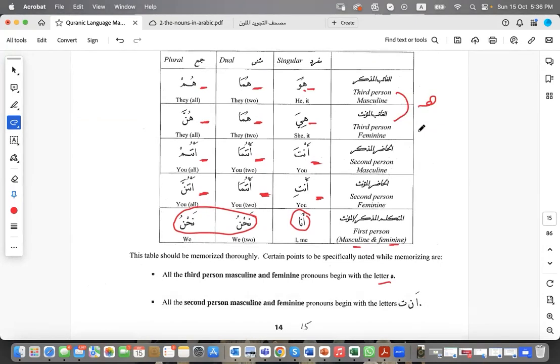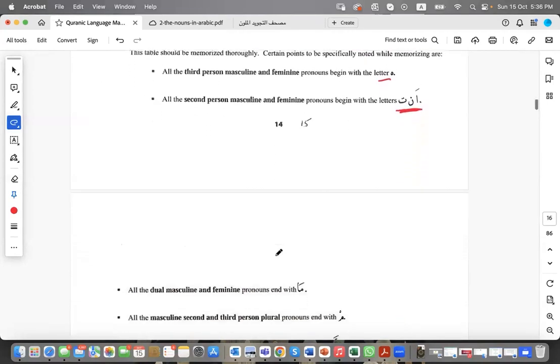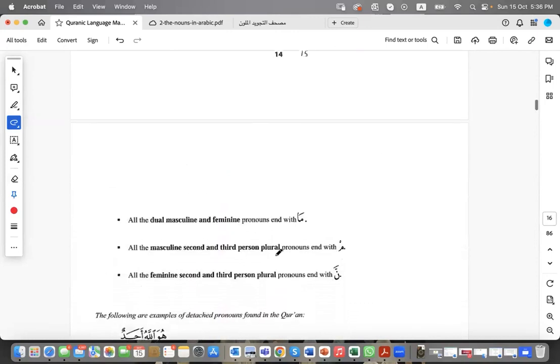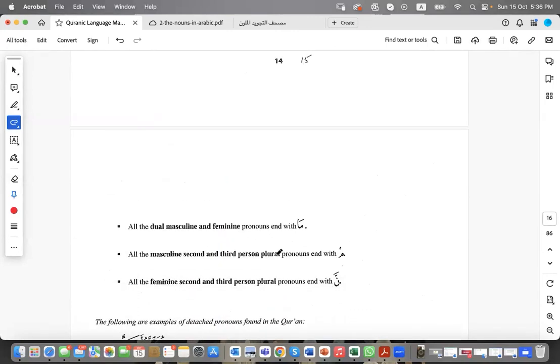And all second person masculine and feminine pronouns begin with the letter alif, nun, or ta. So here, أنت, أنتما, أنتم, أنتي, أنتما, أنتن. All of them start with the three letters, and then there might be a different حركة or different letters added. These steps are going to help you a lot to remember what we have just said about those pronouns.